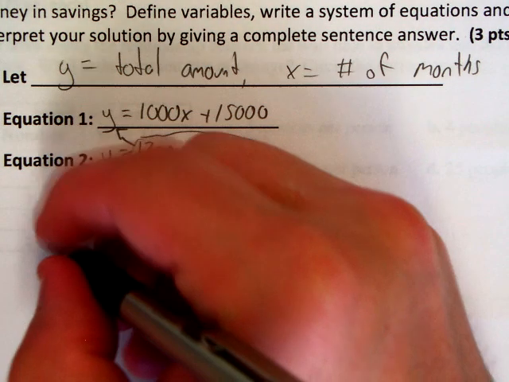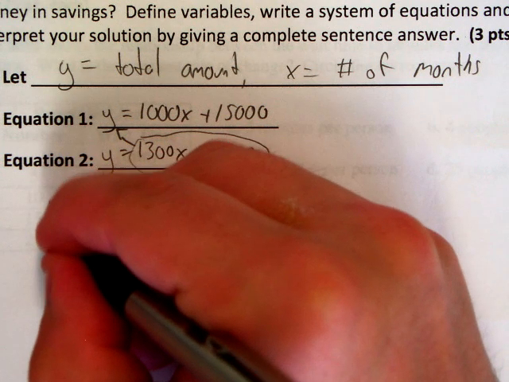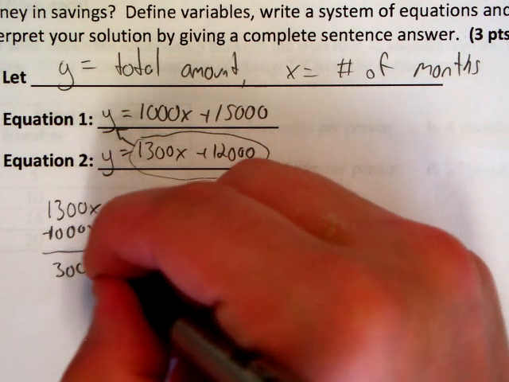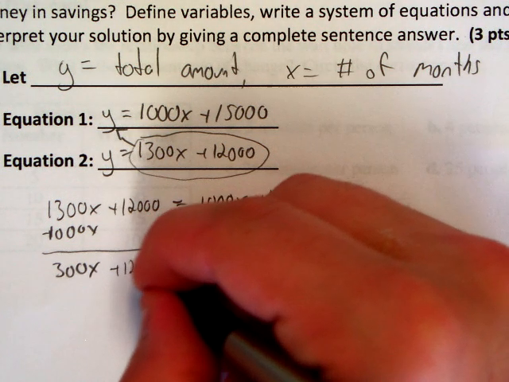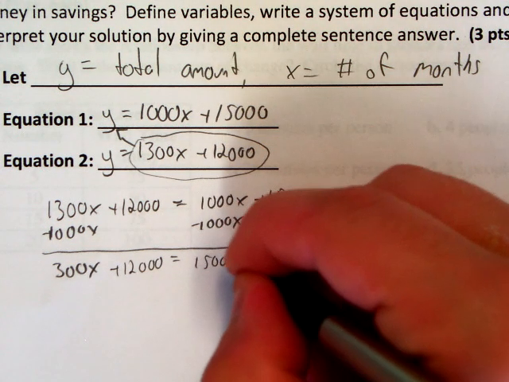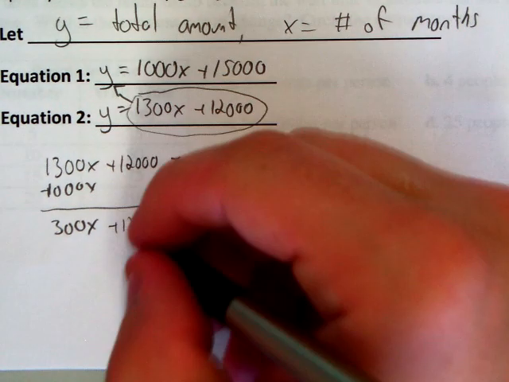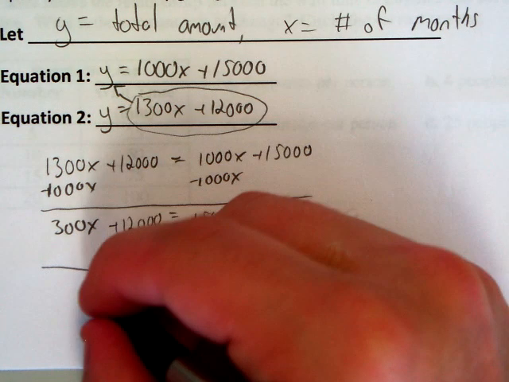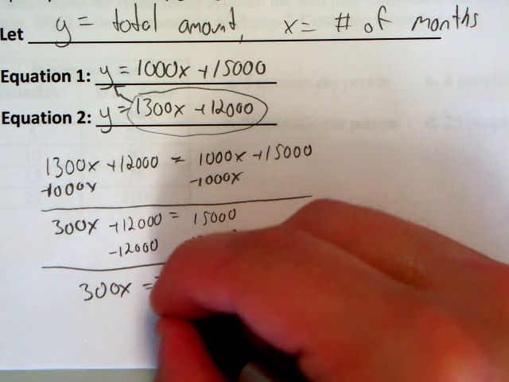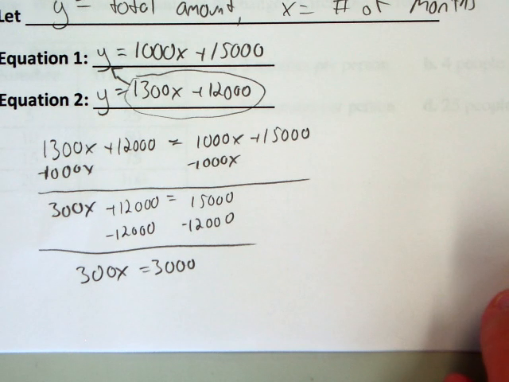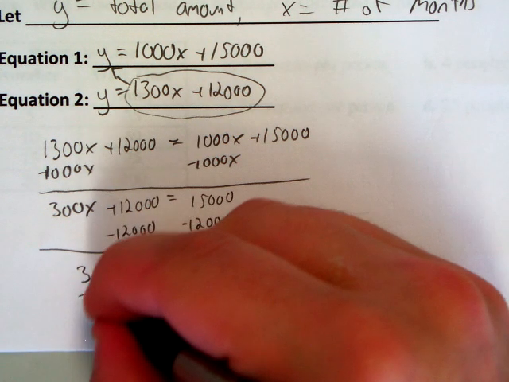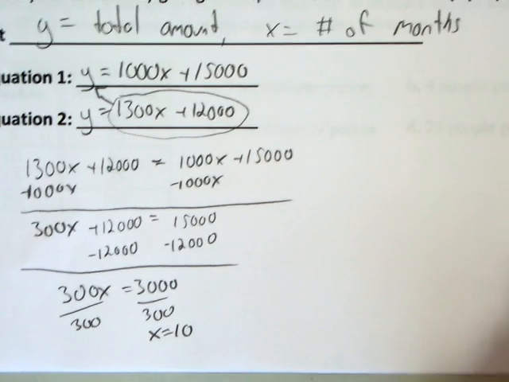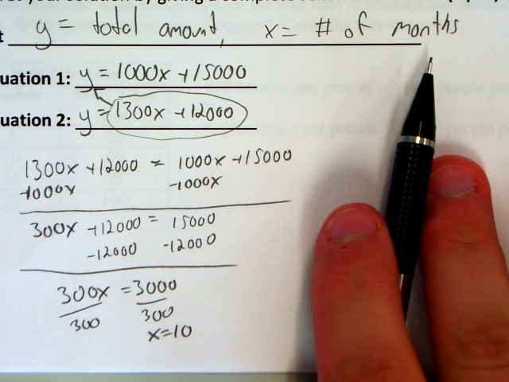I want to subtract 1,000 from both sides because I want to get all my x terms on one side. 1,300x minus 1,000x is going to be 300x. I have still this 12,000 and this 15,000 left. If I subtract 12,000 from both sides to get my number terms on the other side, I'm left with 300x equals 3,000. If I divide both sides by 300, I get x equals 10, which means that's going to be after 10 months.